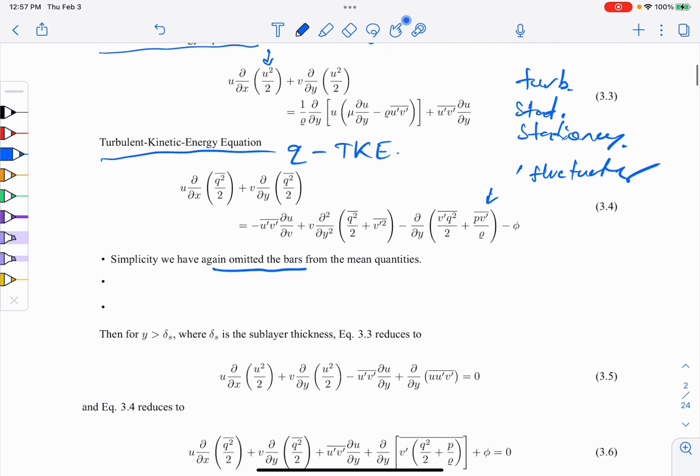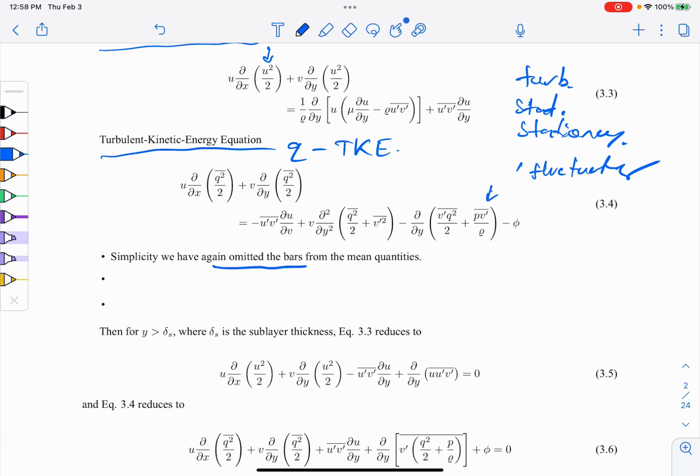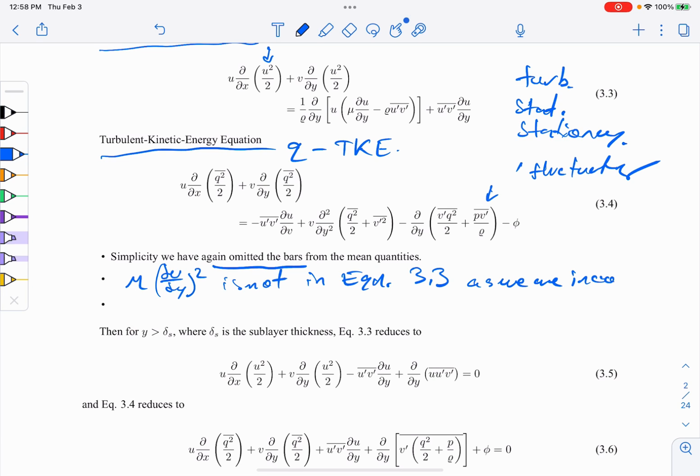Okay, some quick notes about this. The mean dissipation term, which would be mu of partial u partial y squared, is not in equation 3.3. We dropped it as we're incompressible. And I'll just write incomp. It's just small compared to the rest of the terms for low speed incompressible flows. It's much less than other terms. So there's a first nice simplification and assumption, and it's done based on experimental observation.